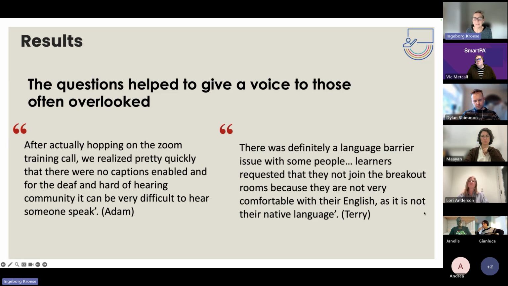Learners requested that they not join the breakout rooms because they're not very comfortable with English as their non-native language. This is something I see a lot in my research: the challenge with breakout rooms and people having to speak up. And actually having this insight enabled the company that we did this research with to change the way that they set up the breakout rooms.